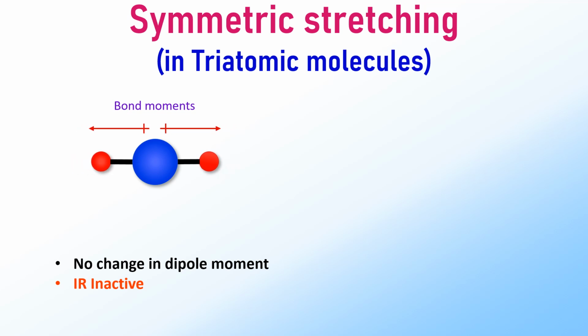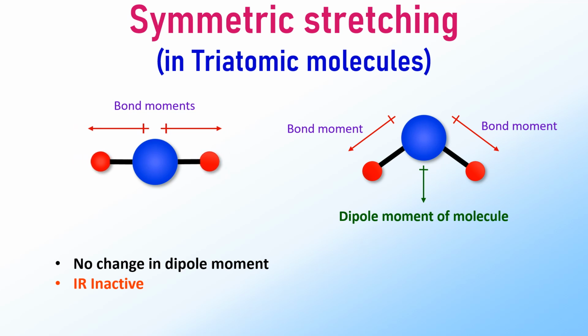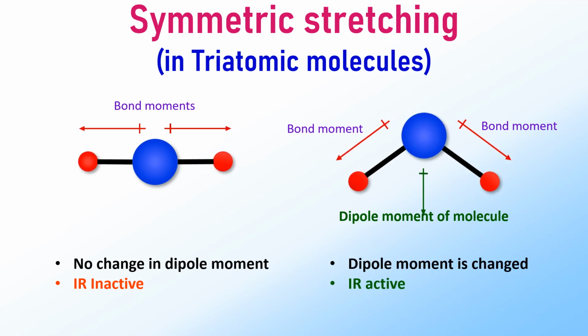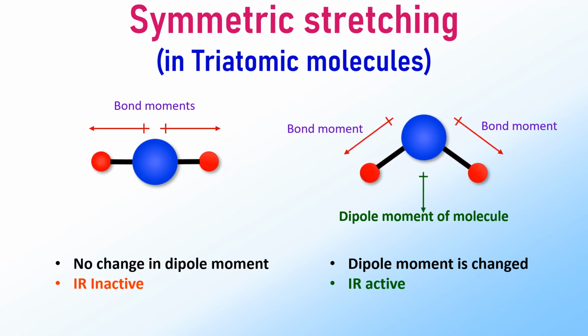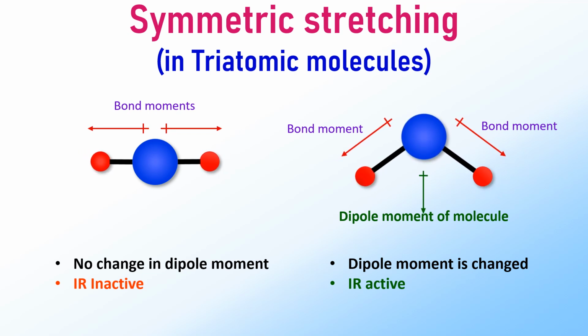Now let us examine a symmetric stretching in a non-linear triatomic molecule. Even though bonds are identical, the angle between them results in a net dipole moment represented by the green arrow. Since this is a symmetric stretching, both bonds undergo stretching simultaneously and to the same extent. However, unlike in linear triatomic molecule, the net dipole moment does change during this vibration. Consequently, this symmetric stretching is considered infrared active.